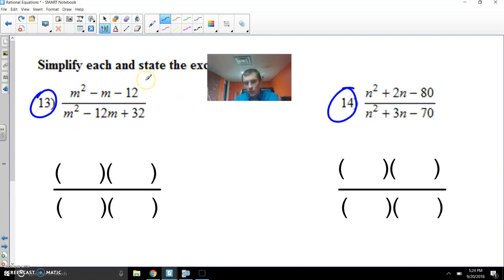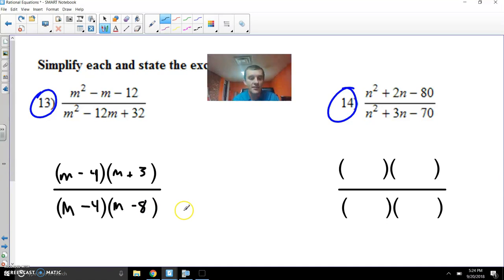Things that multiply to be 12: 1 and 12, 2 and 6, 3 and 4. I can actually use 3 and 4 here because negative 4 plus 3 is how you're going to get negative 1 while multiplying to be negative 12. As I'm looking at what multiplies to be 32, I'm thinking about 8 and 4. The only way to get to negative 12 is if they're both negative.